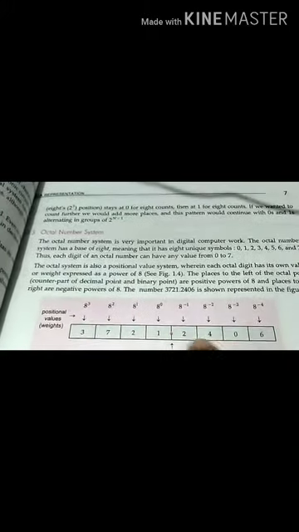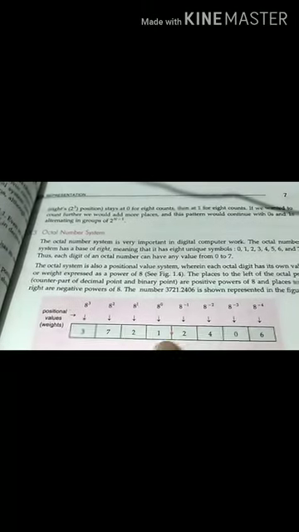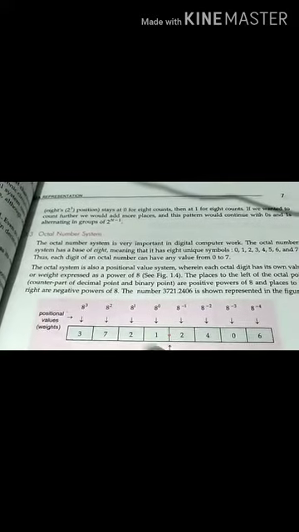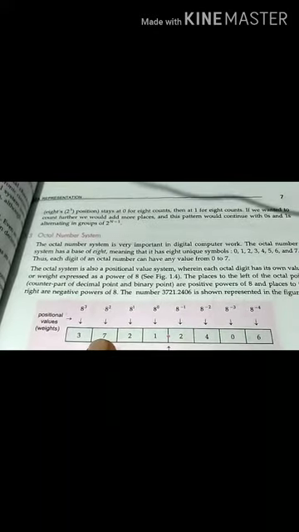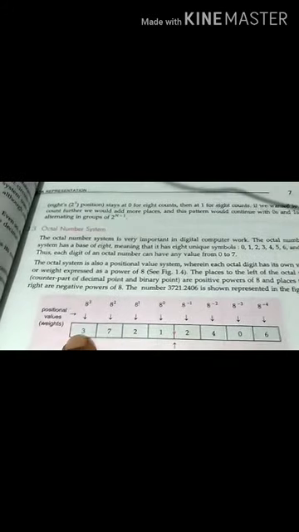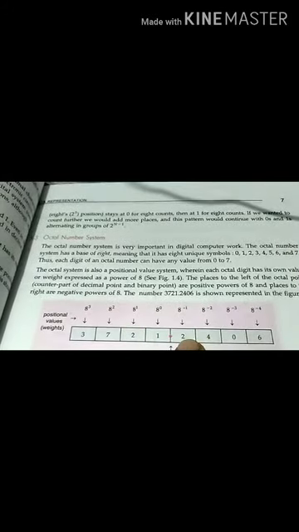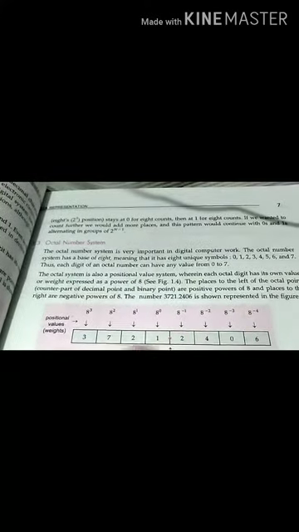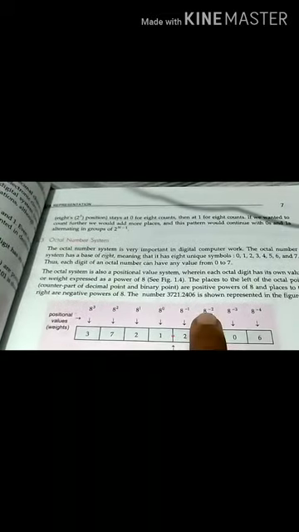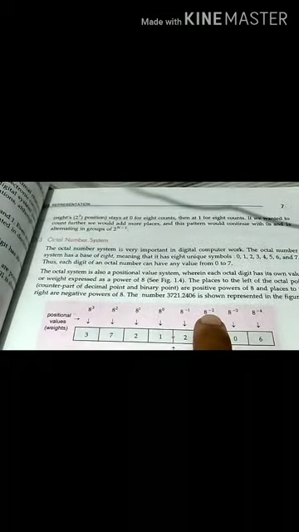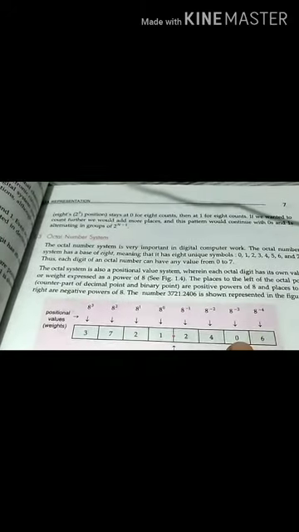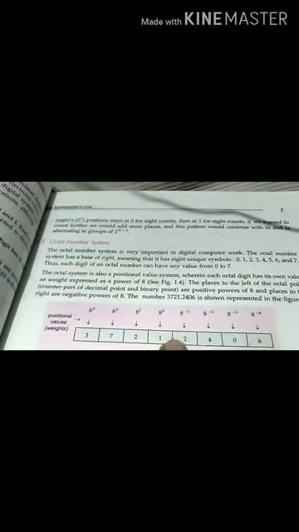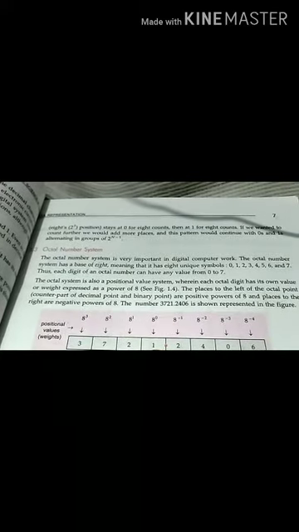After the point, 2406 is an octal number. The first digit's position is 1, then 8, then 64, then 512. Sorry, base means positions. After the point, the positions are 1 upon 8, 1 upon 8 power 2, 1 upon 8 power 3.